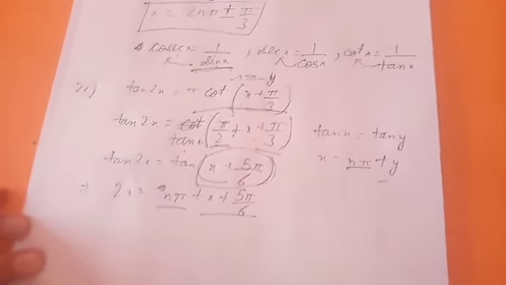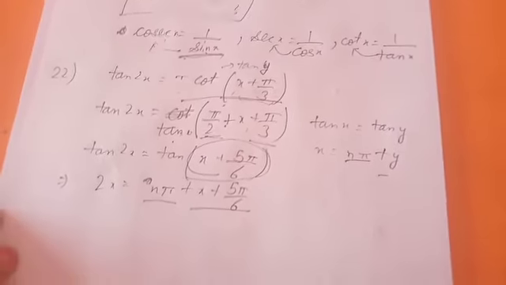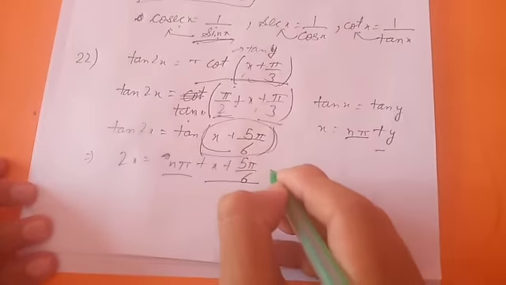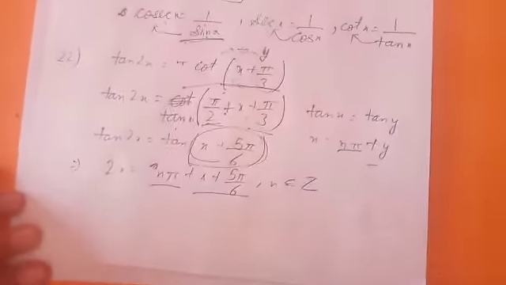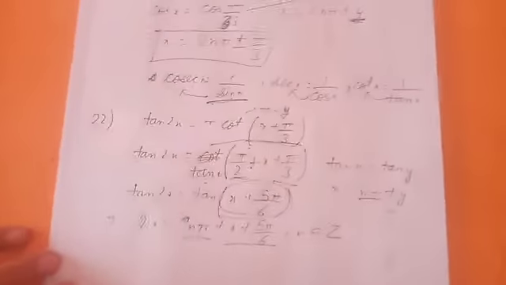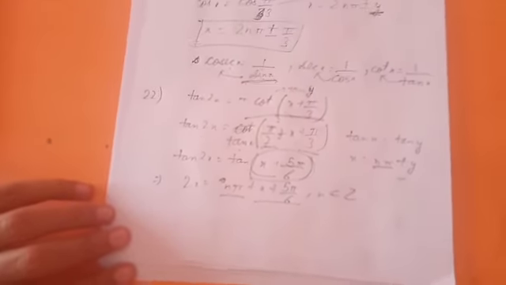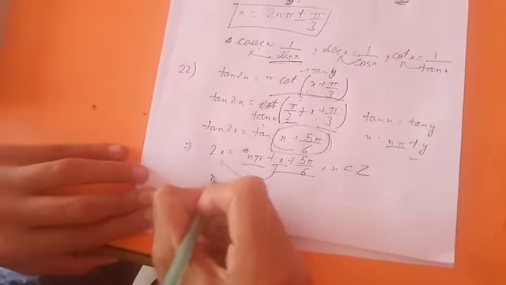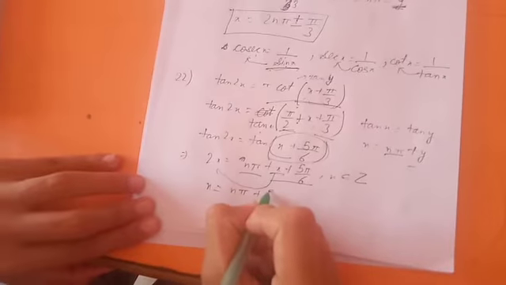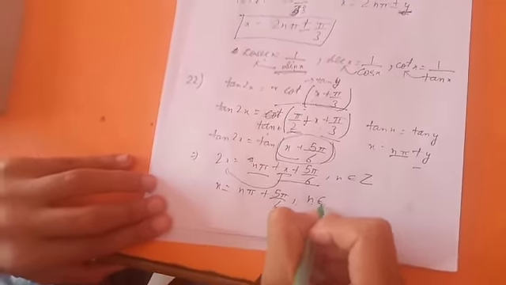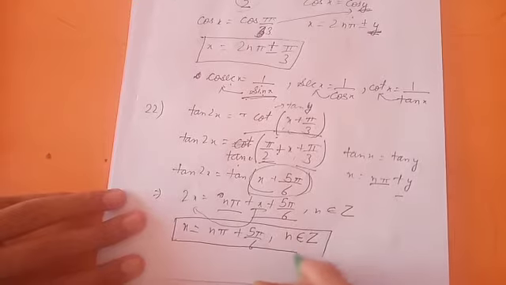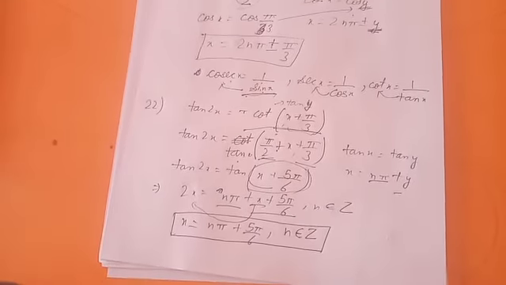Now to find the value of x, 2x is equal to n pi plus x + 5pi/6, where n belongs to Z. Now, I can take this x to this side, because we need the value of x, so I get x is equal to n pi + 5pi/6, where n belongs to Z, Z means integers. So this is the value of x here.